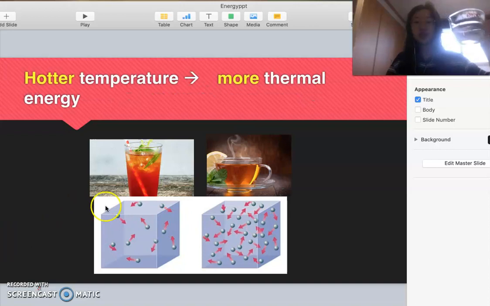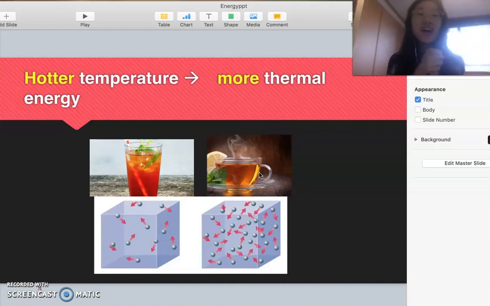So let's look at these two pictures here. Hotter temperature, we got delicious iced tea, cold iced tea versus a nice warm cup of tea. The hotter temperature has more thermal energy because if you see here, all the particles are moving a lot faster and they're closer to each other. And in the close-up of the iced tea, the atoms are just kind of chilling around, okay?